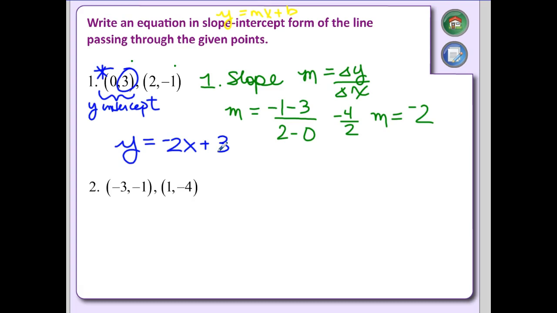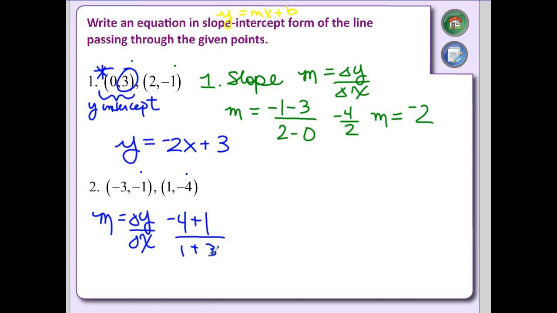My first step is the same. I've still got to find slope. So slope, again, is the change in y's over the change in x's. So we've got negative 4 plus 1. Remember, this minus this. And then my change in x's is 1 plus 3.